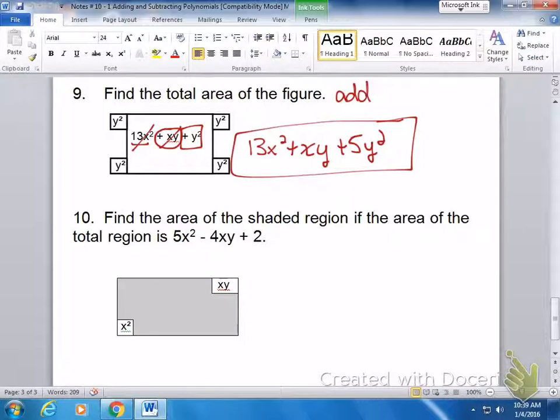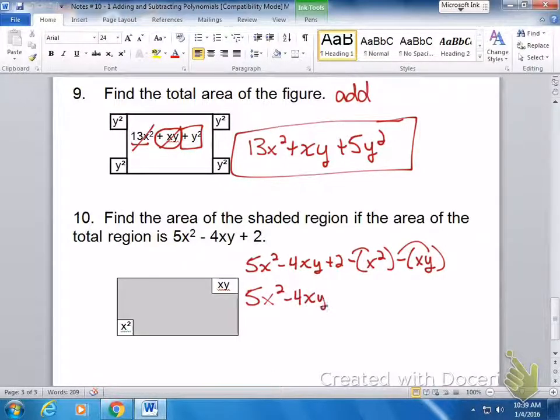Now let's look at this last one real quick. It says find the area of the shaded region if the area of the total region is 5x squared minus 4xy plus 2. So this is a lot like number 8, except now I'm not just subtracting one thing, I'm subtracting 2. So I'm going to take my total area, 5x squared minus 4xy plus 2. I'm going to subtract the two pieces. I've got x squared is one of them. The other one is xy. I distribute my negatives. I get 5x squared minus 4xy plus 2 minus x squared minus xy.